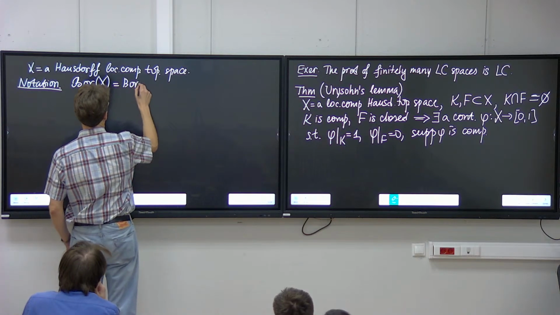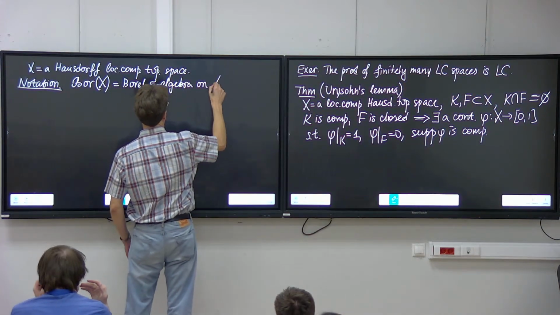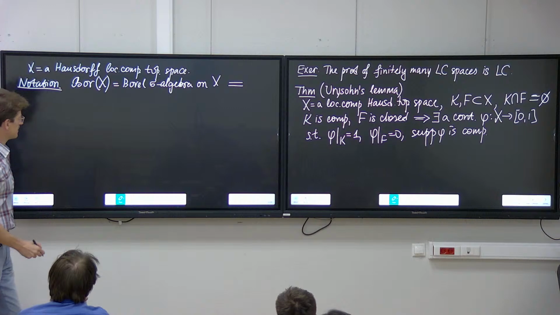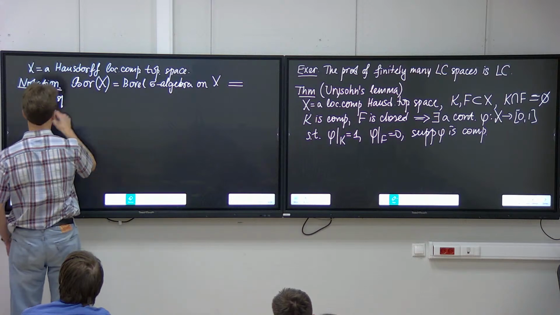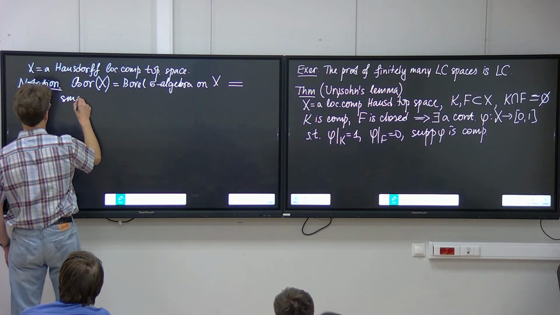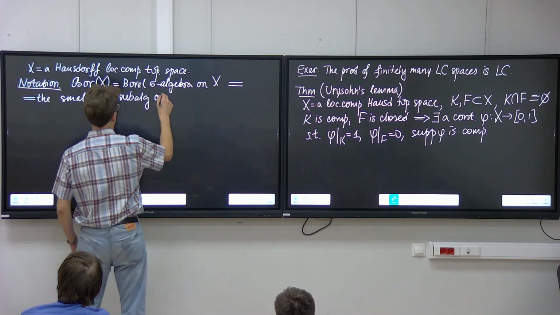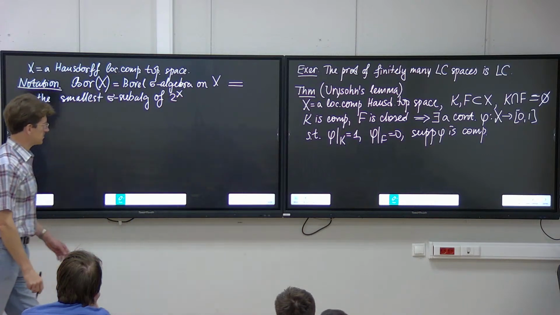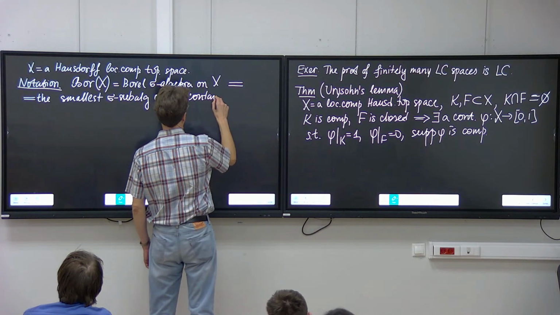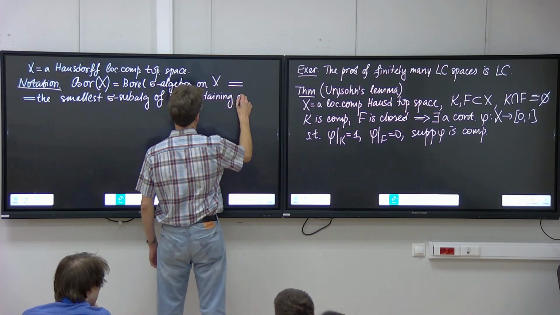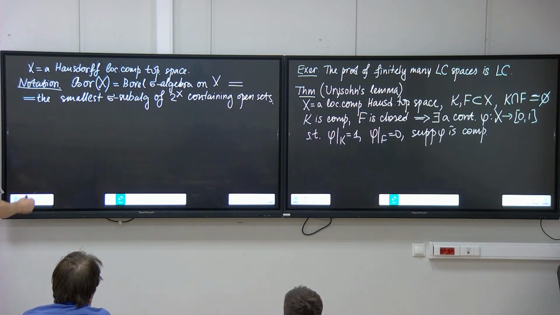The Borel sigma algebra on X, which is by definition the smallest sigma subalgebra of the algebra of all subsets of X containing all open sets. Containing open sets.